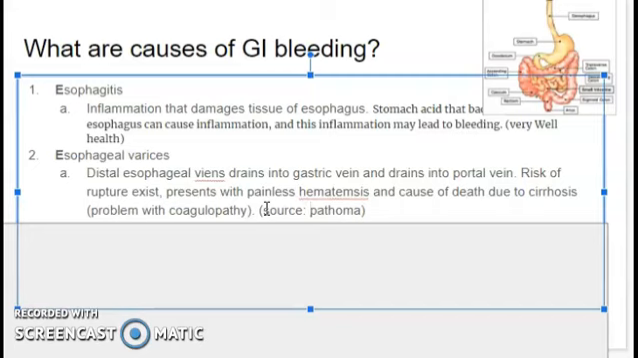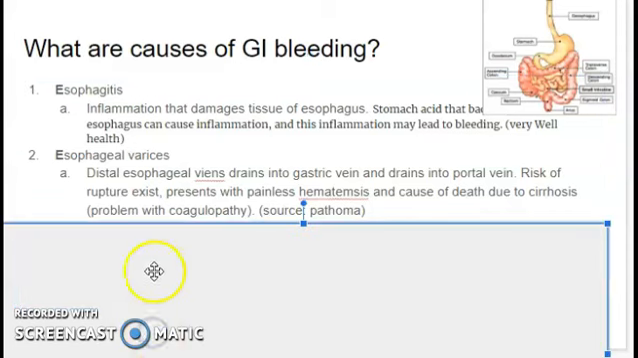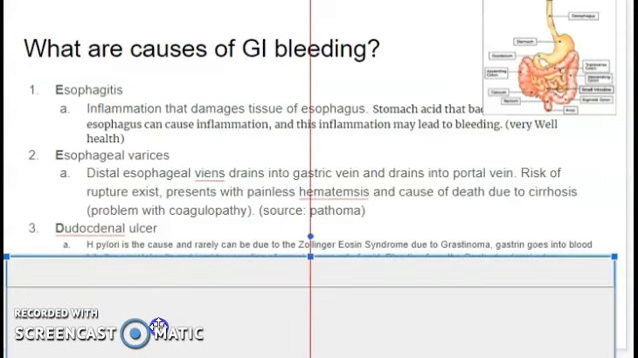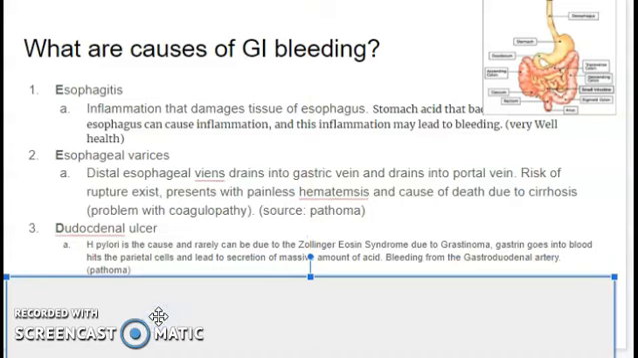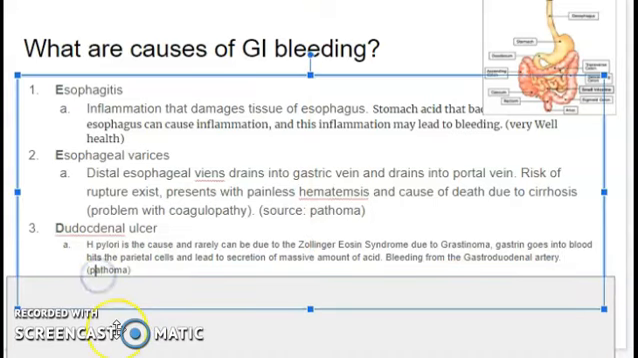GITBLEED, and then D would always be our duodenal ulcer. And duodenal ulcer is very similar to the gastric ulcer, and that is due to the fact that it's caused by H. pylori. But over here, you must remember that duodenal ulcers are much more common. They are 95% of the time caused by H. pylori, and very rarely they're caused by this thing called Zollinger-Ellison syndrome, and this is due to the fact that there is a gastrinoma.